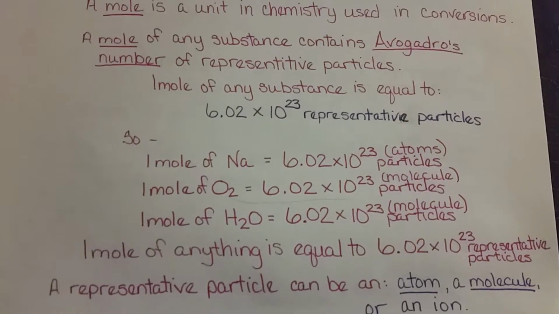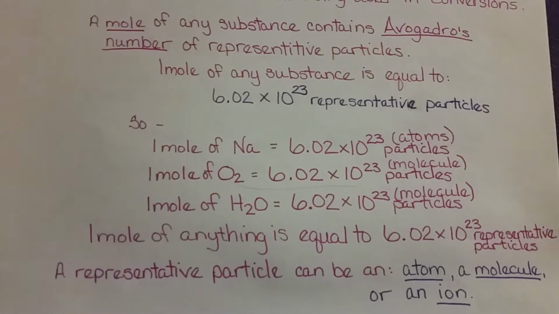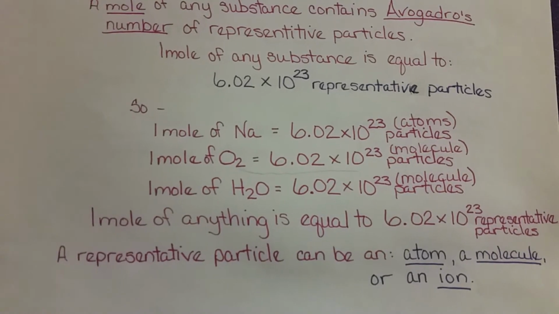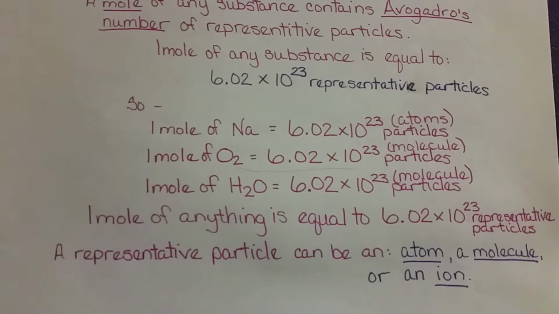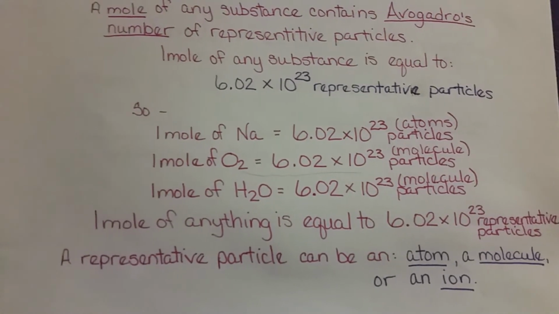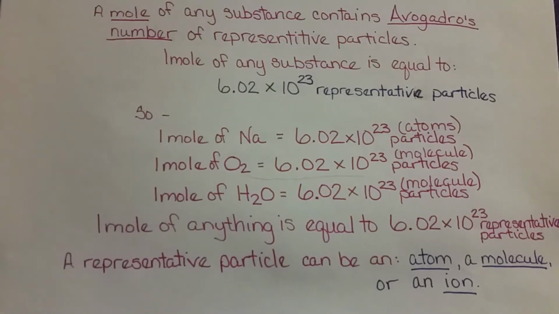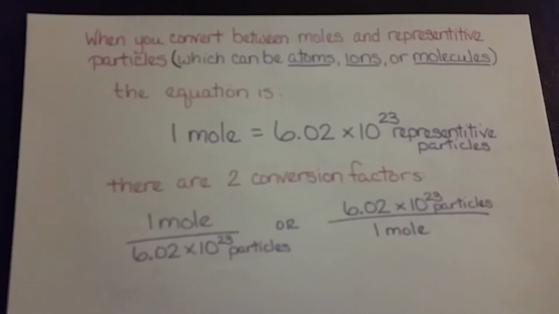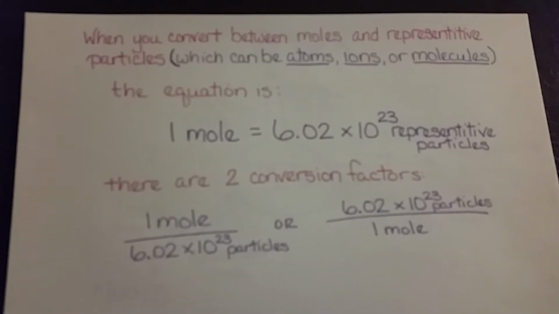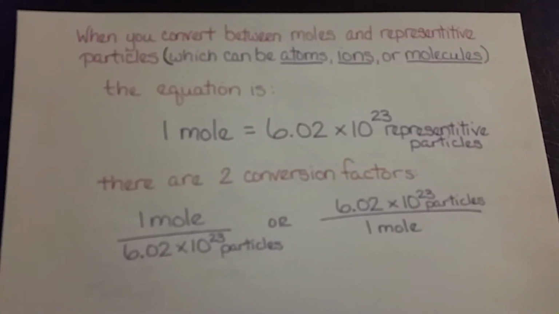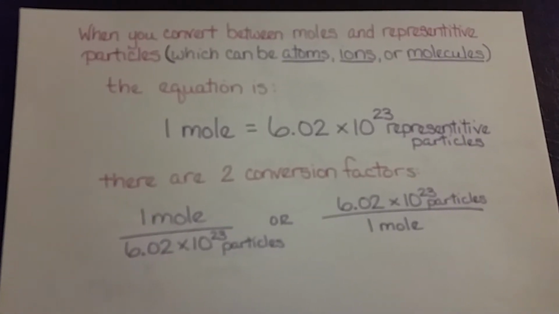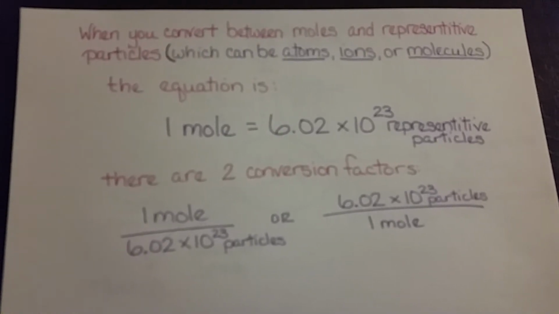The reason they say representative particle is because it can be an atom, a molecule, an ion. It doesn't matter. All that matters is they all equal 6.02 times 10 to the 23rd. So when you convert between moles and representative particles, again, they can be atoms, ions, or molecules. The equation is 1 mole is equal to 6.02 times 10 to the 23rd representative particles. It gives you 2 conversion factors.